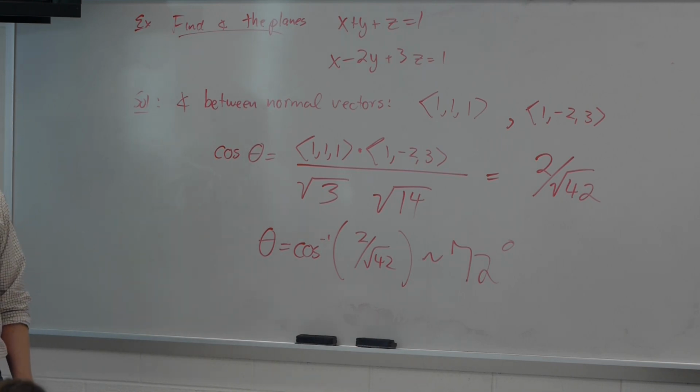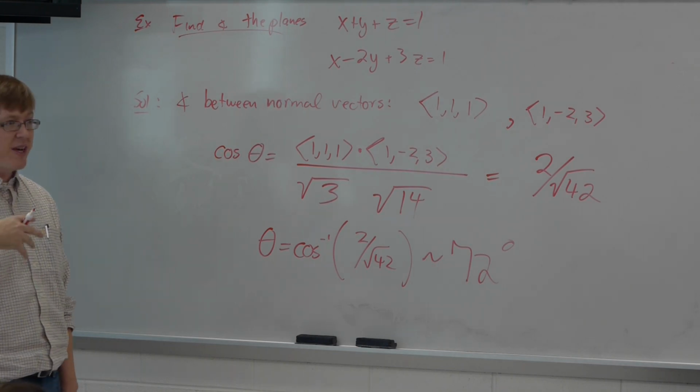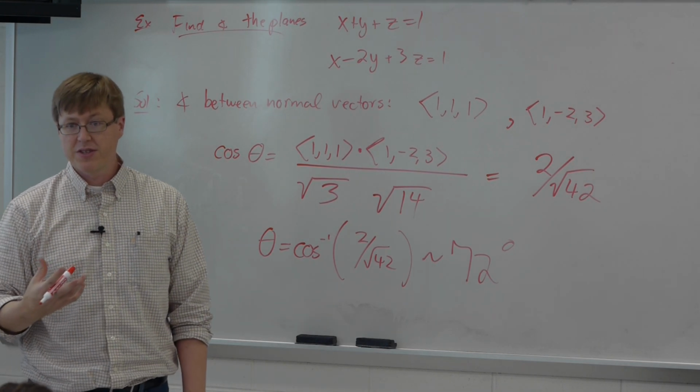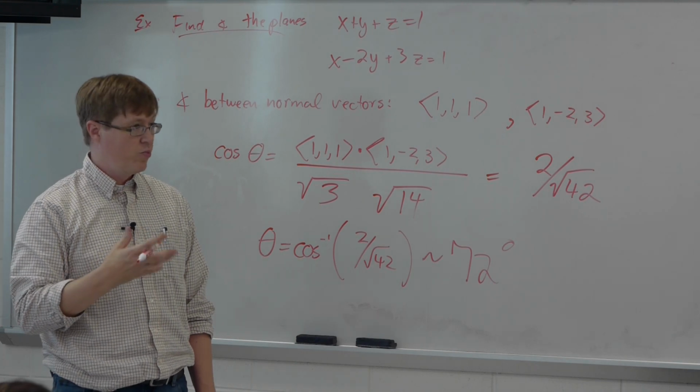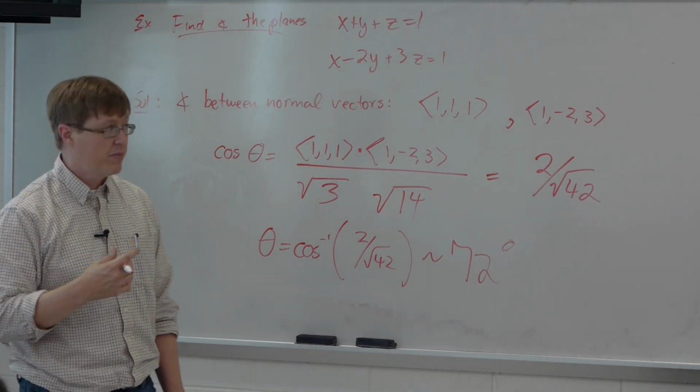But the reason I want to show it to you as an example is because the initial question, the angle between two planes, it's not obvious how to solve that. And the big idea here is that the angle between two planes is the same as the angle between the two normal vectors. And that is a really important idea that comes up all the time.